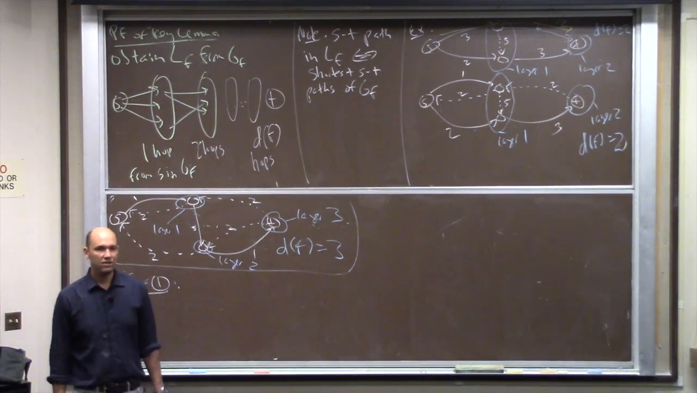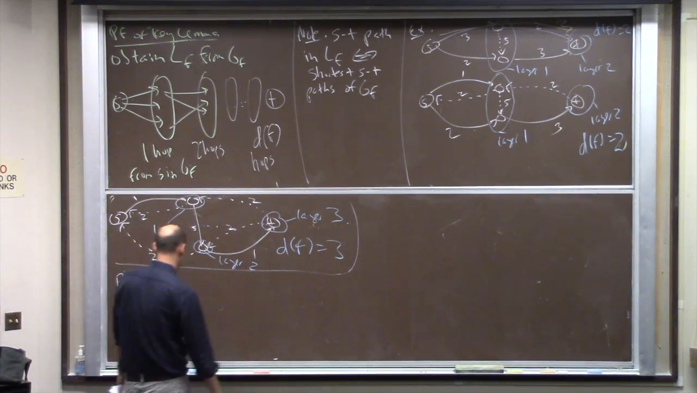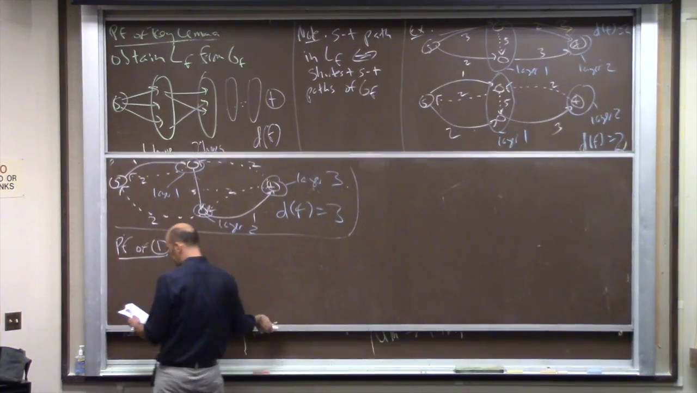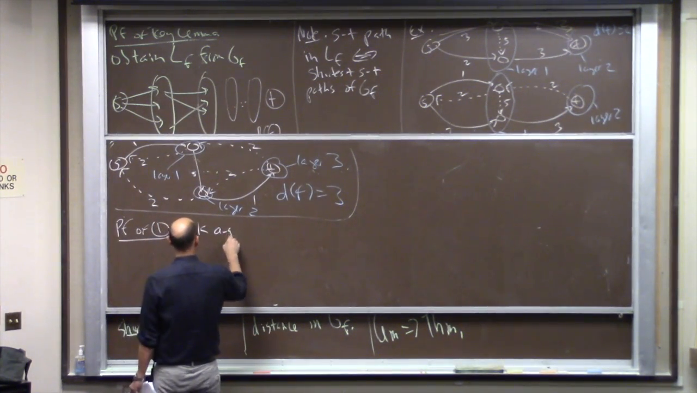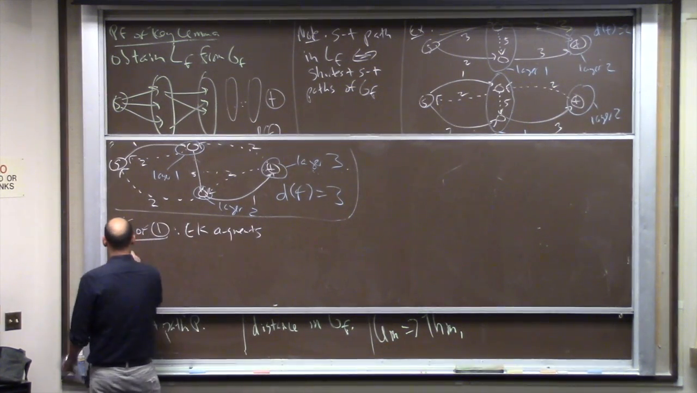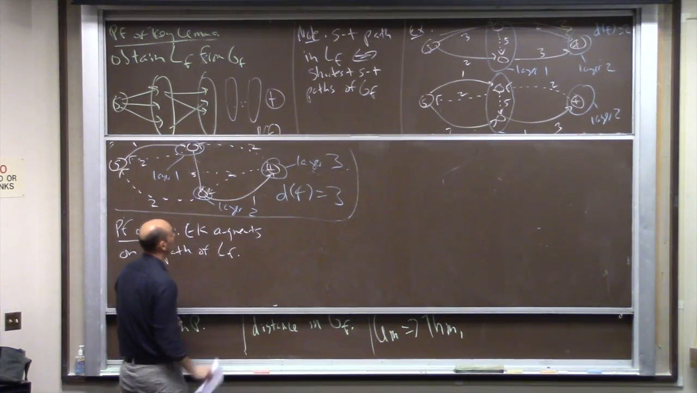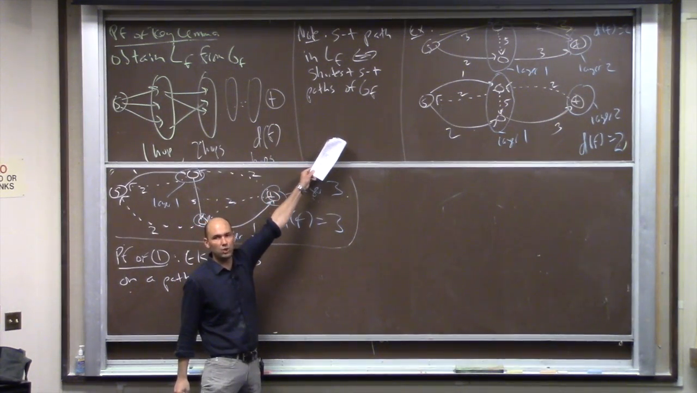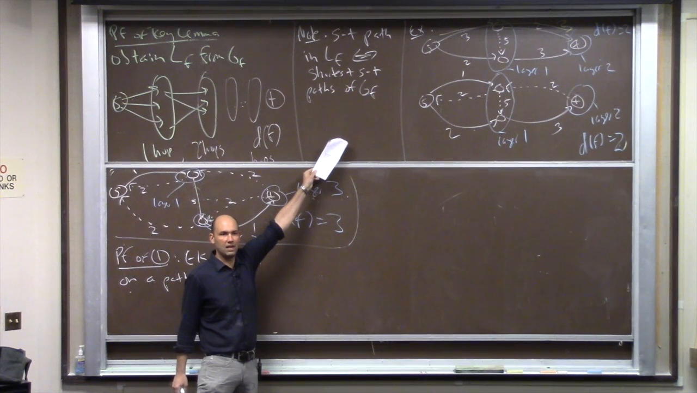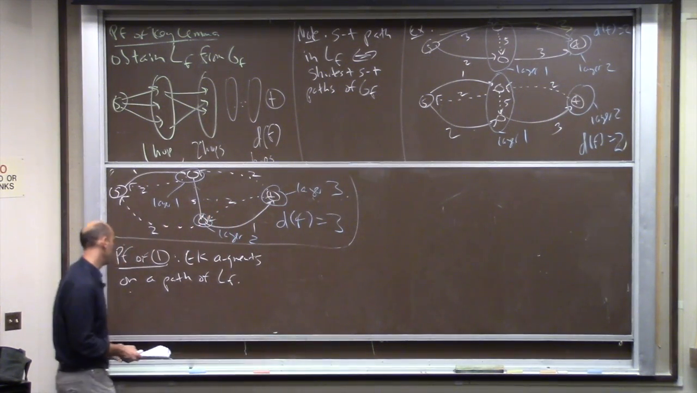So part 1 just says that when you augment on a shortest path in the residual graph, the ST distance can't go down. Why is that true? Well, Edmonds-Karp augments on a path of the layered graph, L sub f. This is using the note up here. Edmonds-Karp by definition uses some shortest path in the residual graph. We observed that that's a one-to-one correspondence with the paths in L sub f. That's the whole point of defining L sub f. So these are the paths that Edmonds-Karp uses.